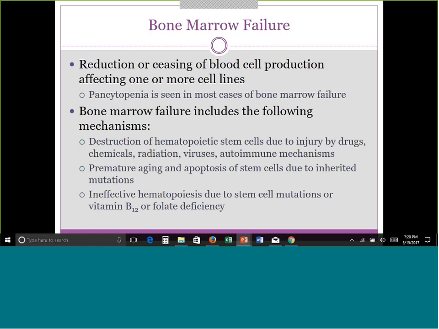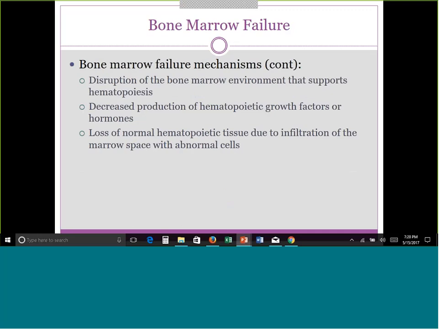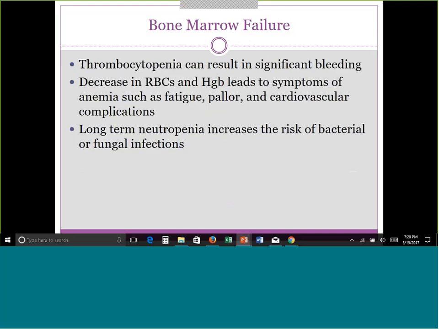So many different things can cause a bone marrow failure. It could be that you picked up a virus. It could be different chemicals, radiation, or autoimmune causes. Things like being really deficient in vitamin B12 and folate, and stem cell mutations. This just goes on and lists all the different types of bone marrow failure mechanisms. They're not memorizable. They're just reference.